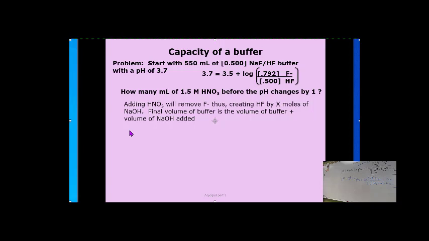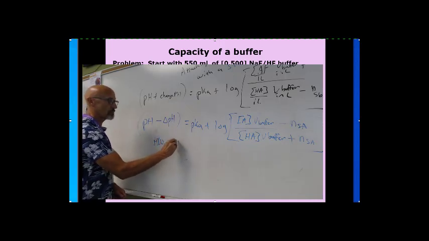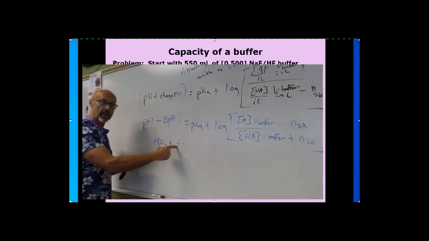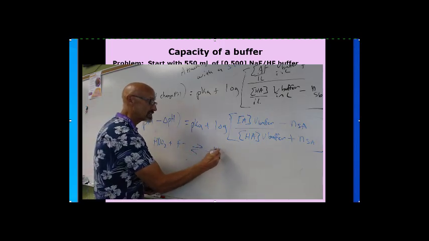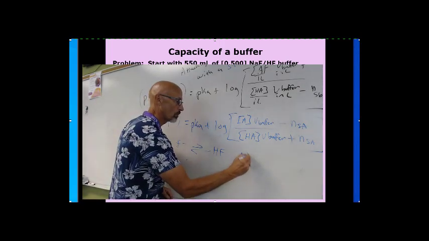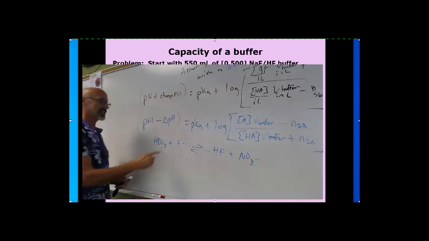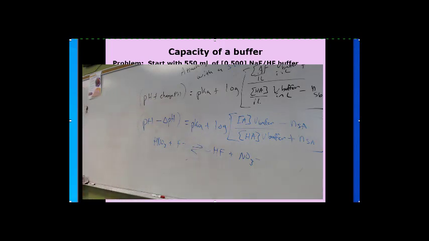Adding nitric will remove F minus, thus creating HF. Right? I don't know if that's making sense to you. I just want to make sure you understand. HNO3 plus a base is going to protonate that base, right? So it's going to make HF, and it's going to consume. It's going to make this go away and make that grow, and that's why we're doing it the way we're doing it.